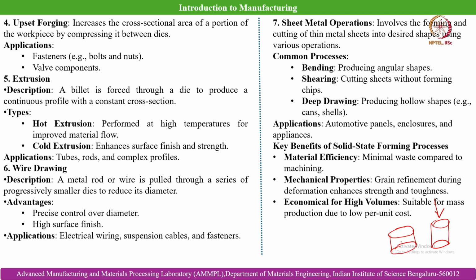Often there is a problem that we encounter in offset forging, called the barreling effect, which we see because of the flow of the metal towards the peripheral direction. To avoid that, we have to design the die in an appropriate way, so that we can retain the dimensions of the desired component or part after undergoing offset forging. The applications are fasteners and valve components. Then we will talk about extrusion. Again in extrusion, based on the temperature, we can classify it as hot extrusion and cold extrusion.